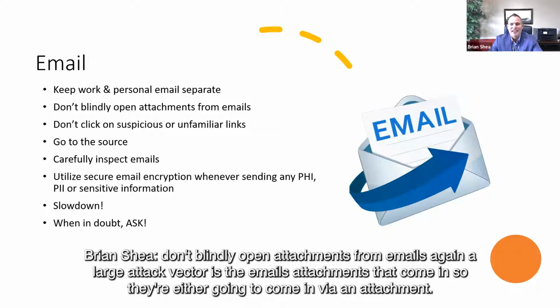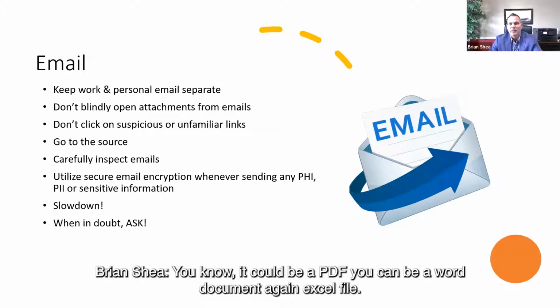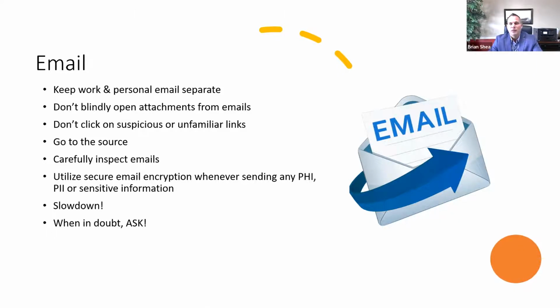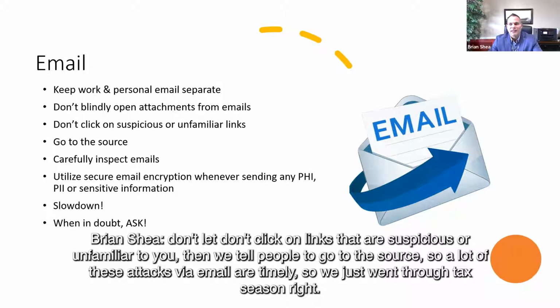Don't blindly open attachments from emails. Again, a large attack vector is the attachments that come in. They could be a PDF, a Word document, or an Excel file. This goes back to that slow down to go fast, right? If you're expecting something, that's different. If you're not expecting something, open things with caution. Don't click on links that are suspicious or unfamiliar to you.